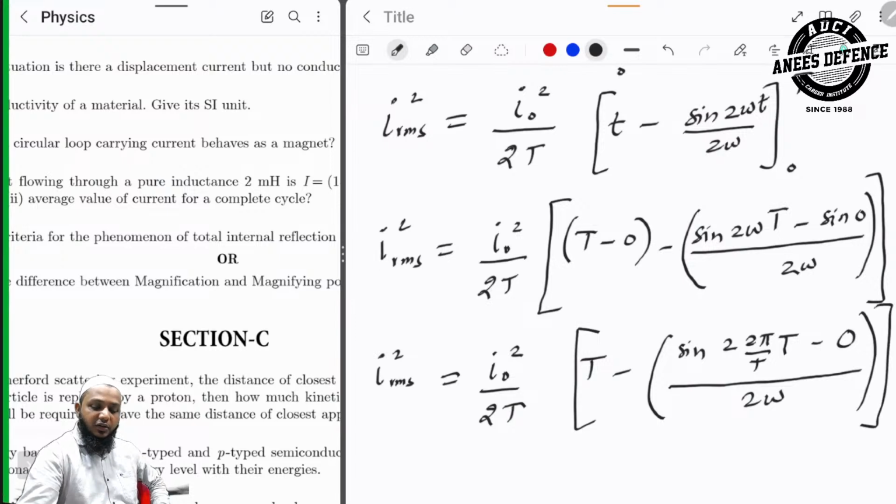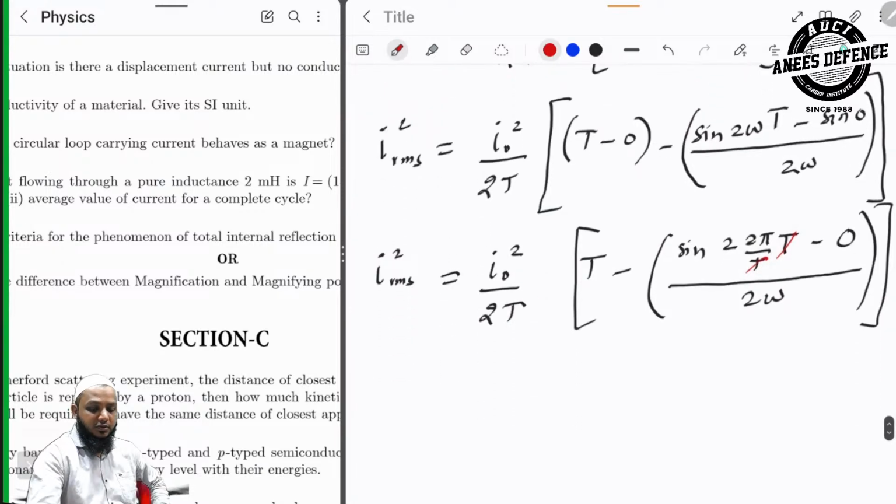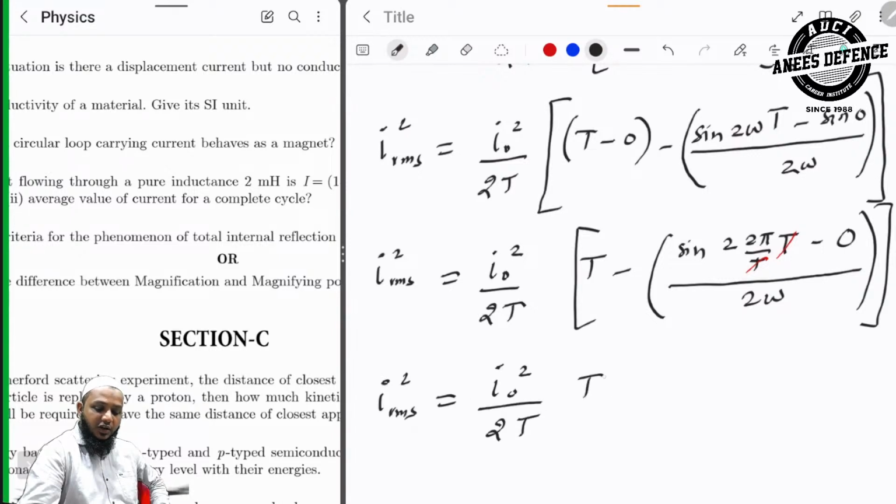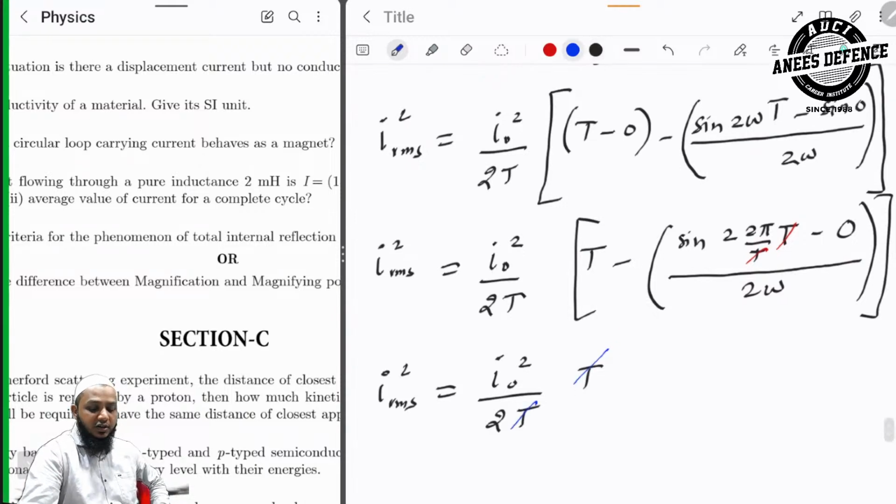Now tell me, this t and t gets cancelled. So what is sine 4 pi now? According to trigonometry, it is 0. The value of sine 4 pi is 0. So this entire thing becomes 0, so I will eliminate it. Only t remains. So this t and this t get cancelled.